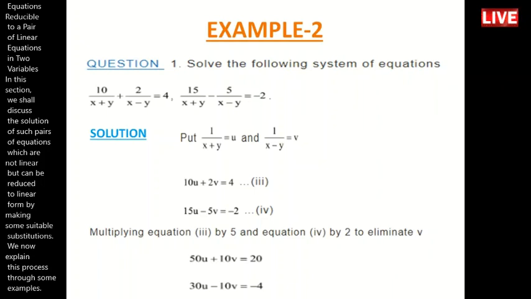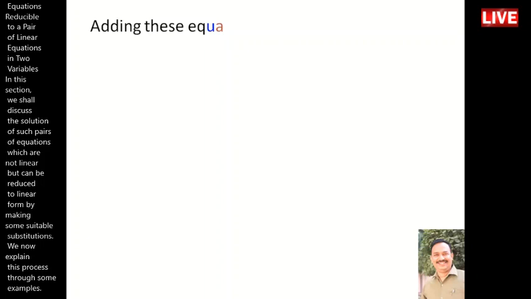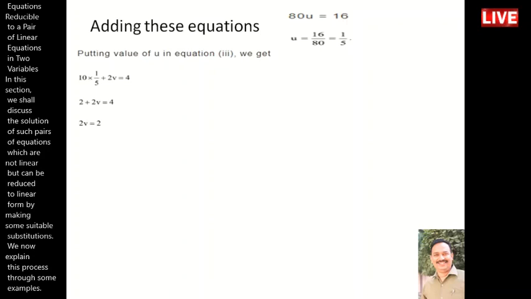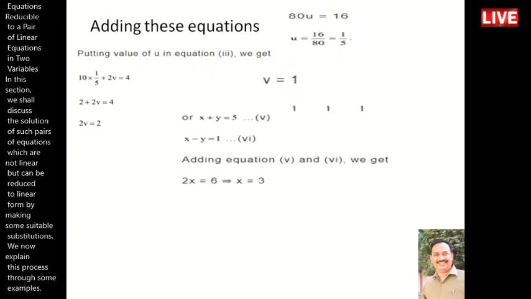See, here the coefficients of v are same but of different sign, so we will add them, and whenever we add them it gives you 80u is equal to 20 minus 4, that is 16. Adding these equations gives us u is equal to 1 upon 5, that is 16 upon 80. And when we put the value of u in equation 2, it gives you v is equal to 1, and it gives us 1 upon x plus y is equal to 1 upon 5, which is u. Earlier it was our assumption. And 1 upon x minus y is equal to 1, which is v, our assumption.